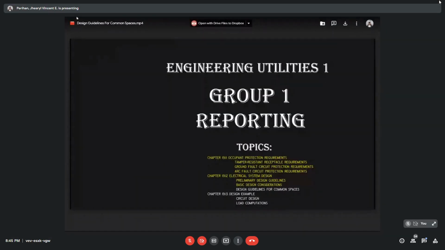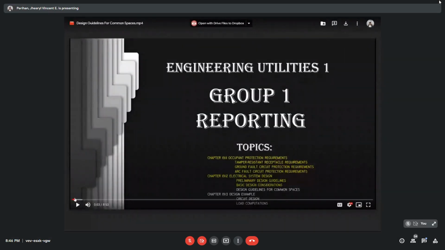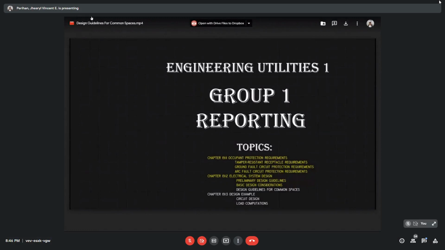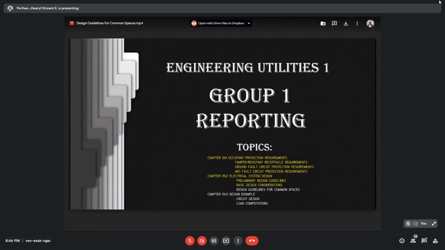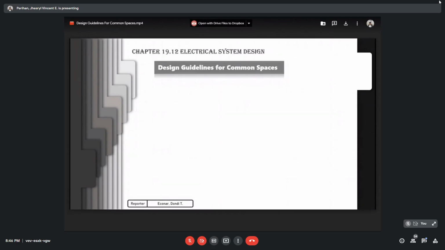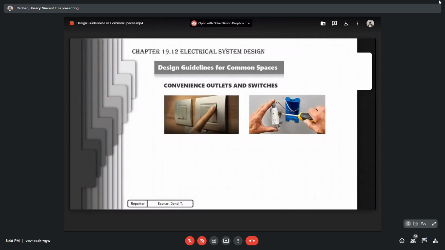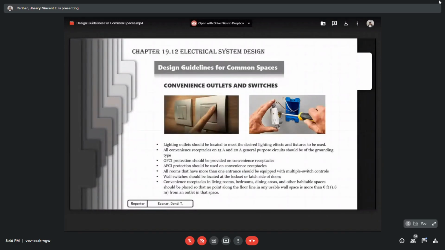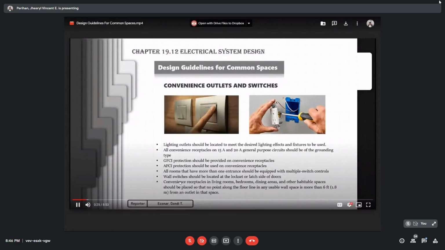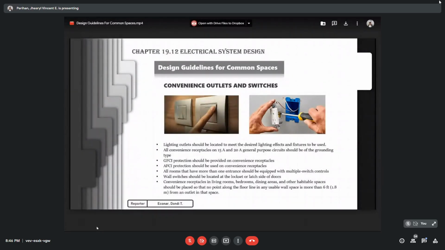Good evening, guys. My topic for this night is about design guidelines for common spaces. So let me start first on convenience outlets and switches. In this area, you need to remember the following. The number and the type of lighting outlet should be fitted to the varying task. Lighting outlets should be located to meet the desired lighting effects and fixtures to be used.